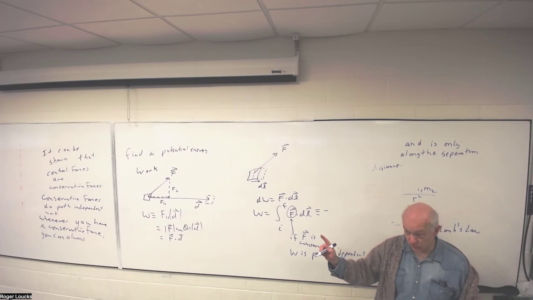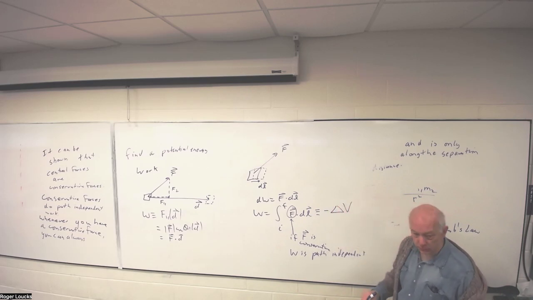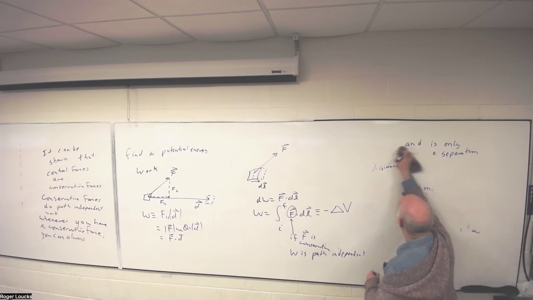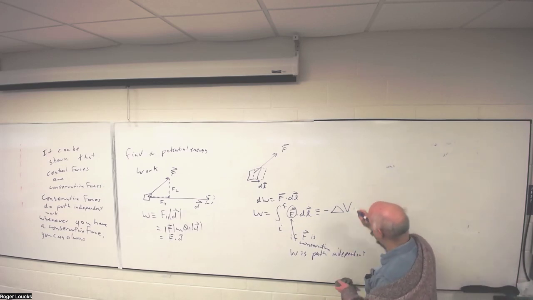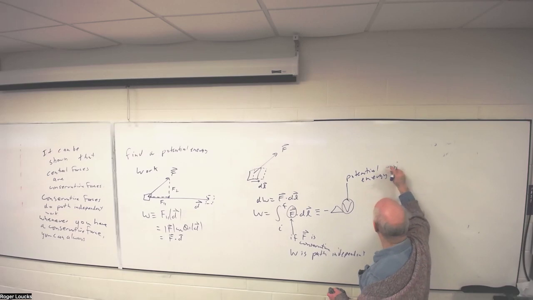Because remember, when you put it back into the work-energy theorem, it gets rid of the sign. Don't worry about that one if you don't remember it. Times the change in potential energy, where potential energy is now V. And we define this V to be a function of position. So this V here is your potential energy, and it's a function of position.